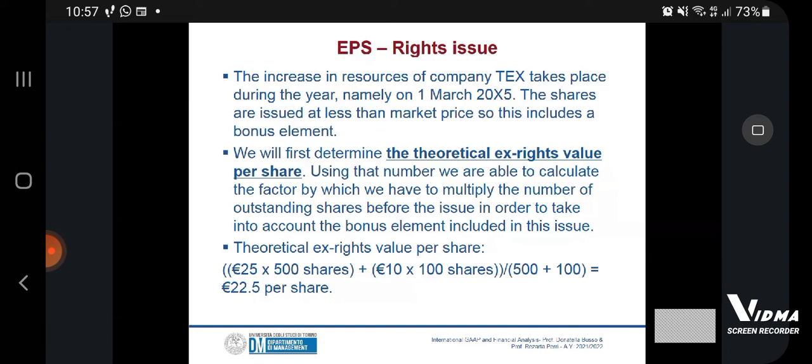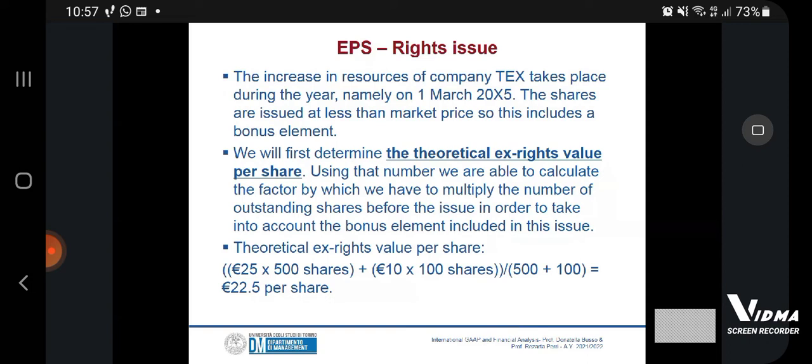So this is what it should be, a fair price to be applied to each of the new shares after issuing the rights. Is it lower than the previous market price? The previous market price is 25 and the theoretical is 22.5. Is it lower? Yes, it is, and normally it should be. Why? Because I'm issuing some shares at a price lower than the normal market price.